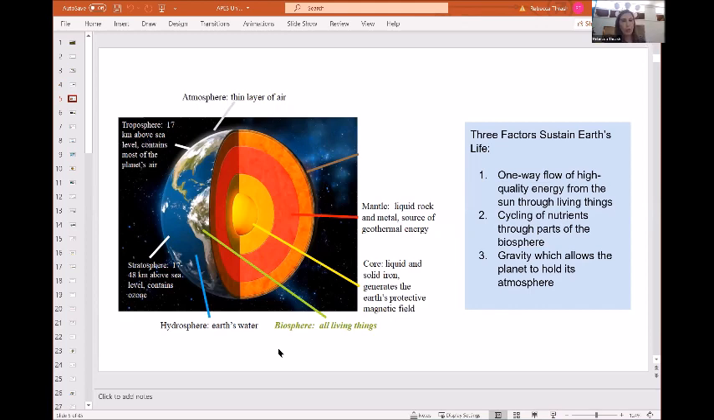So just a quick review: three factors within all of these spheres that help to sustain Earth's life. One is the one-way flow of high quality energy from the sun through living things. So that's a one-way street. Two is the cycling of nutrients through parts of the biosphere that are both abiotic and biotic. And then three, of course, gravity. That allows the planet to hold its atmosphere and really propels everything else within these different cycles.